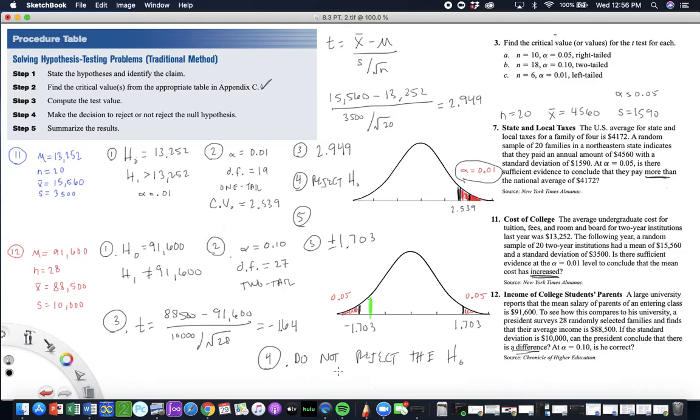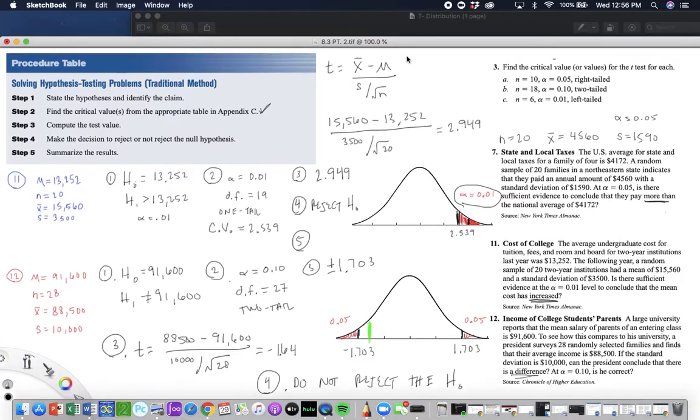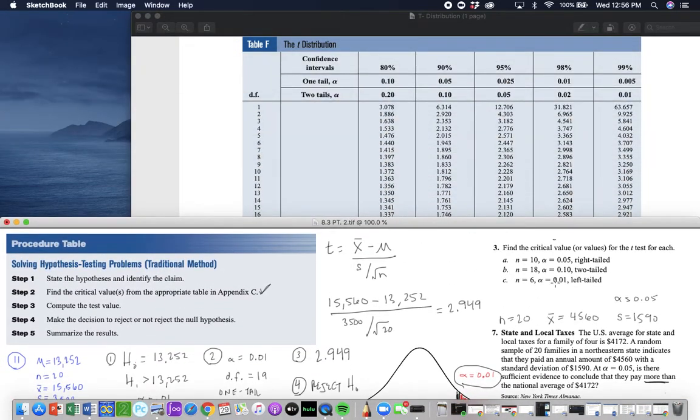Hopefully this helps you out. Really quick, I didn't do an example like this, but if the alternative hypothesis was less than, then the number in our t-chart would be negative, kind of what I did in the first video with C. If you need to go back and look at that, just pay attention to that figure.